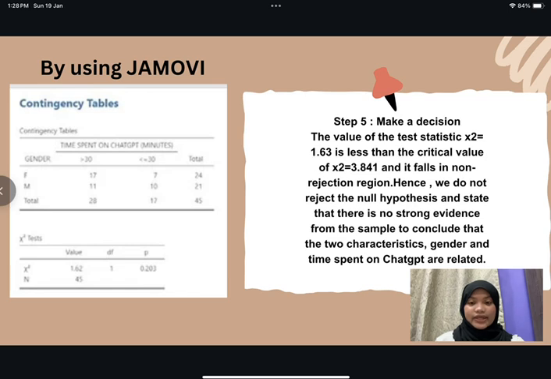Okay, the last step is to make a decision. The value of the test statistic chi-square, which is 1.63, is less than the critical value of chi-square, 3.841, and it falls in the non-rejection region. Hence, we do not reject the null hypothesis and state that there is no strong evidence from the sample to conclude that the two characteristics, gender and time spent on ChatGPT, are related.